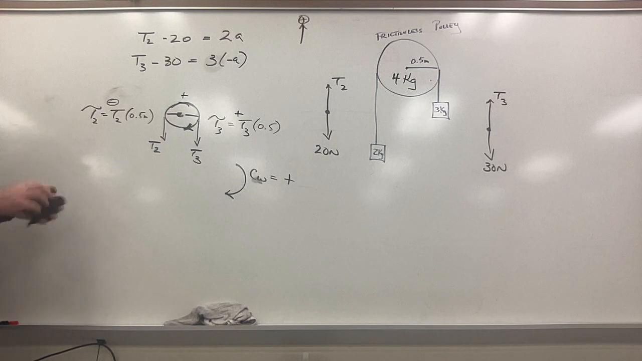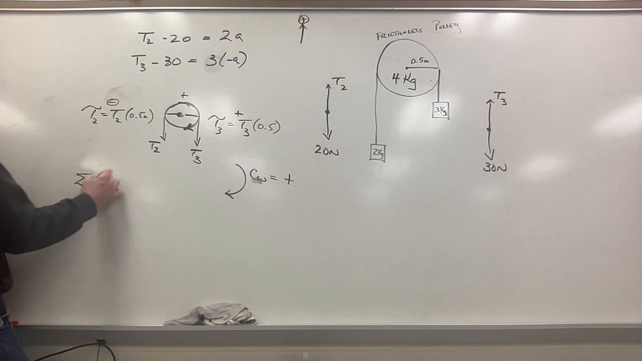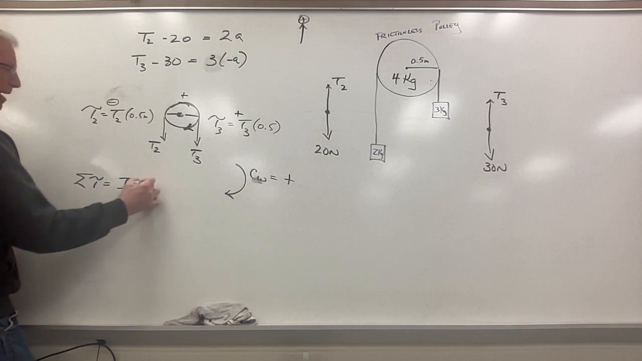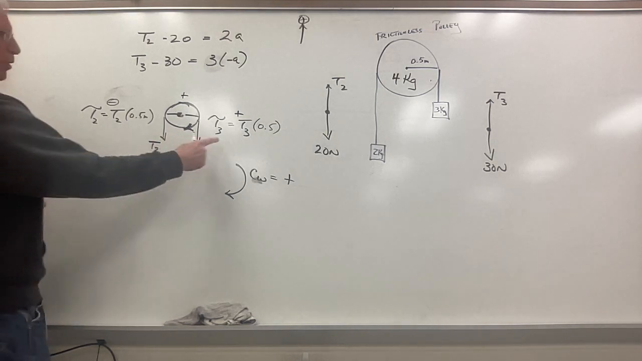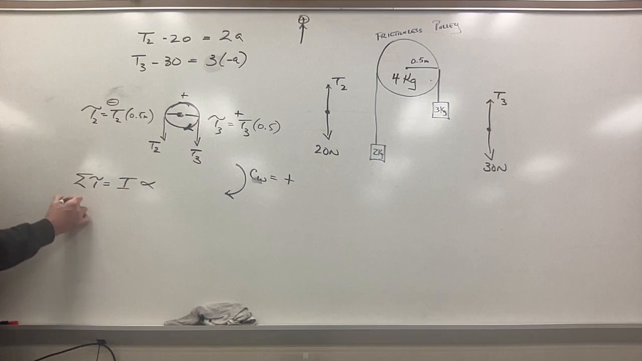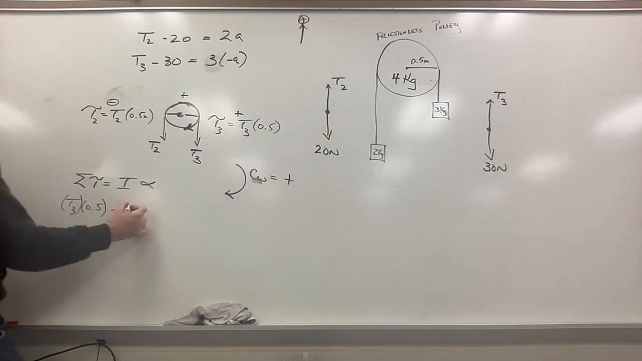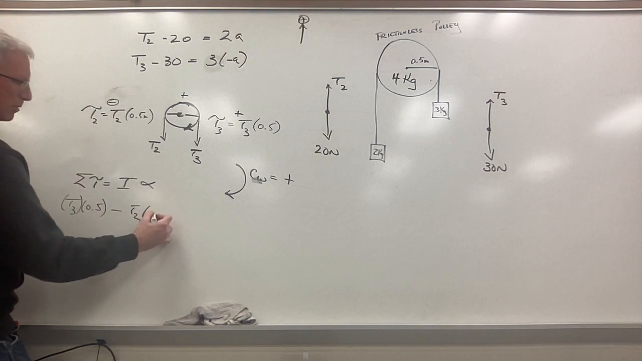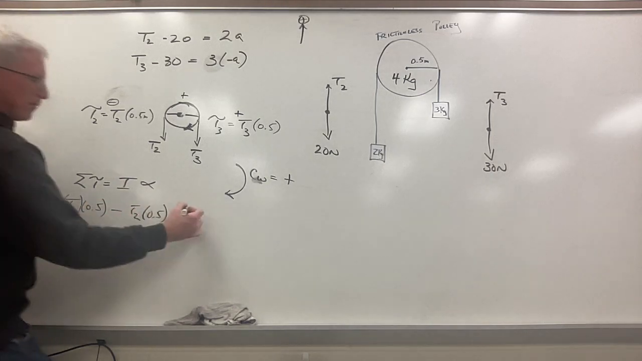So I've got these equations. Now I'm going to run a new thing, and I'm going to say that the sum of my torques is equal to I alpha. The sum of my torques is going to be T3 times 0.5 minus, because I'm making this a negative, T2 times 0.5, and that's equal to I alpha.